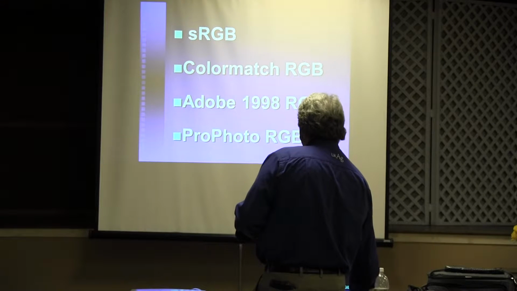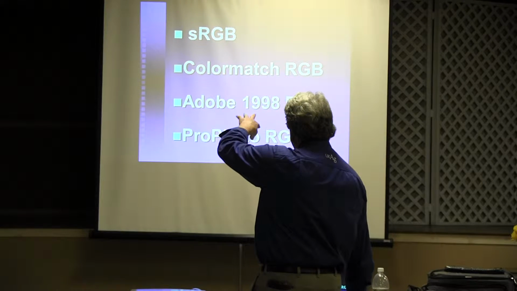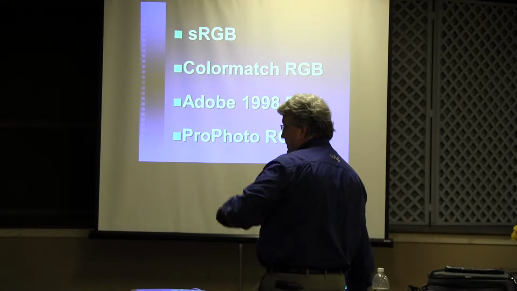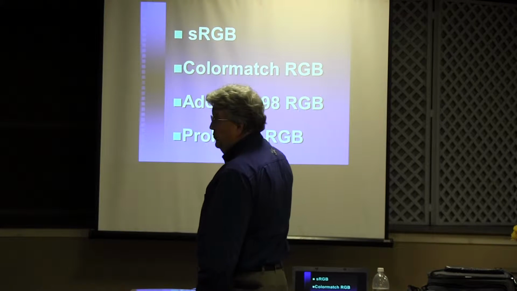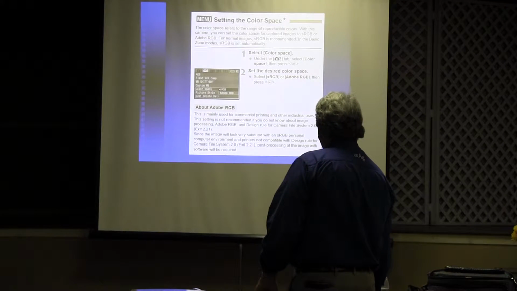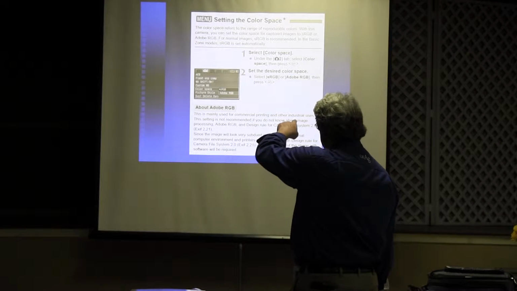Okay, so of these four, your camera will have sRGB and Adobe 1998 RGB. I recommend setting it to Adobe. So what we end up with in the end then is, when we see your color space, it should show you those two.